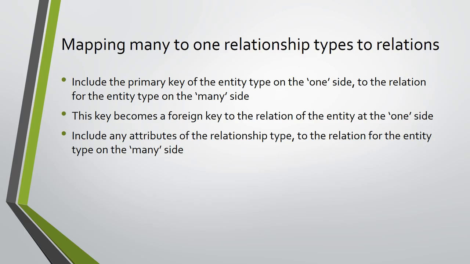Mapping many-to-one relationship types to relations is a bit easier, and does not involve the creation of another relation. The steps are: for every many-to-one relationship type, we include the primary key of the entity type on the one side, to the relation for the entity type on the many side. This newly added attribute or attributes become a foreign key to the relation of the entity at the one side. Finally, we include any attributes of the relationship type to the relation for the entity type on the many side. Essentially, the many-to-one relationship type is merged with the entity type in the many side of the relationship into one relation.